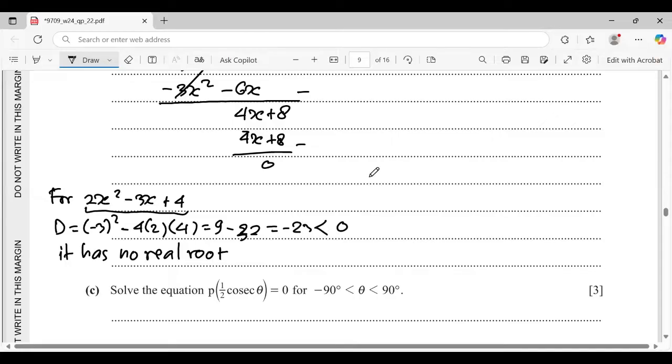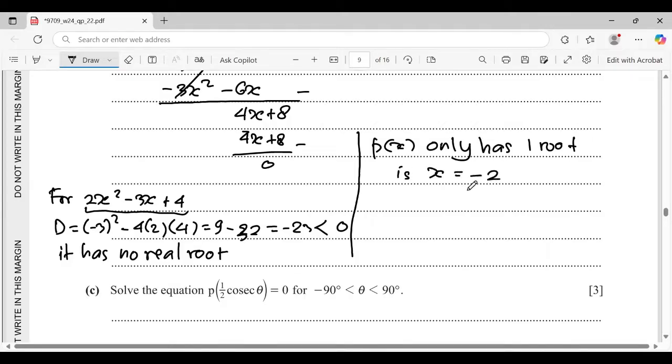So it means P(x) only has one root, and the root is x equals minus 2. It's from x plus 2, because x plus 2 is a factor of P(x).